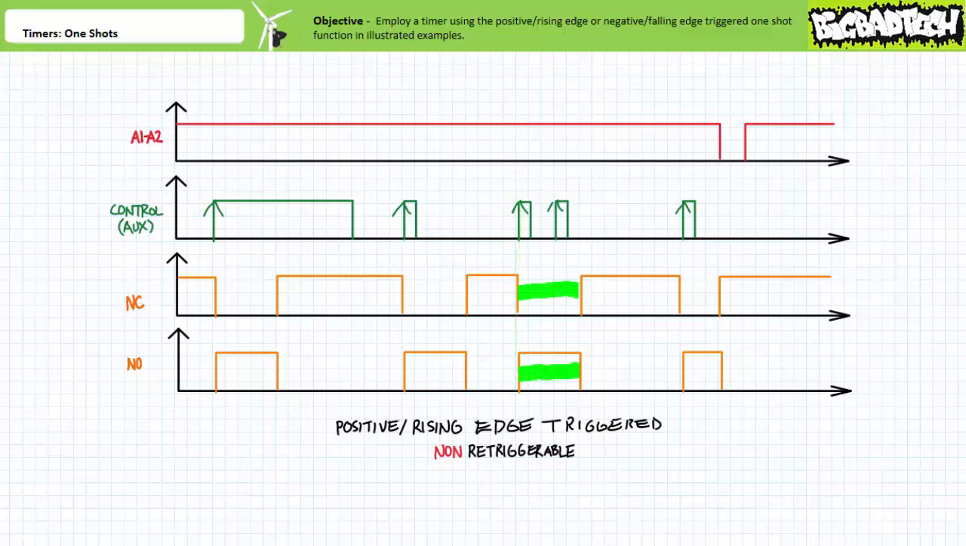The associated contacts temporarily assume the opposite activated state for the period t. During the OneShot event, however, the timer receives another positive edge triggering event. Being non-retriggerable, however, the OneShot simply ignores this additional triggering event and keeps executing the original OneShot as if nothing happened.